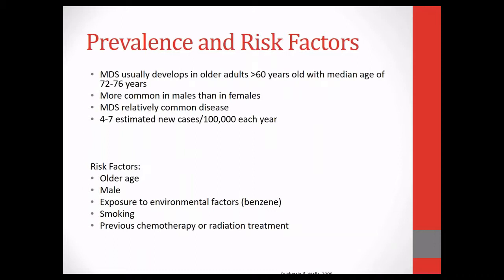MDS usually develops in older adults greater than 60 years old with a median age of 72 to 76 years. It is more common in males than females, and it is a relatively common disease where there are 4 to 7 estimated new cases per 100,000 each year. The risk factors of developing MDS include an older age, being male, being exposed to environmental factors such as benzene, smoking, or previous chemotherapy or radiation treatment.